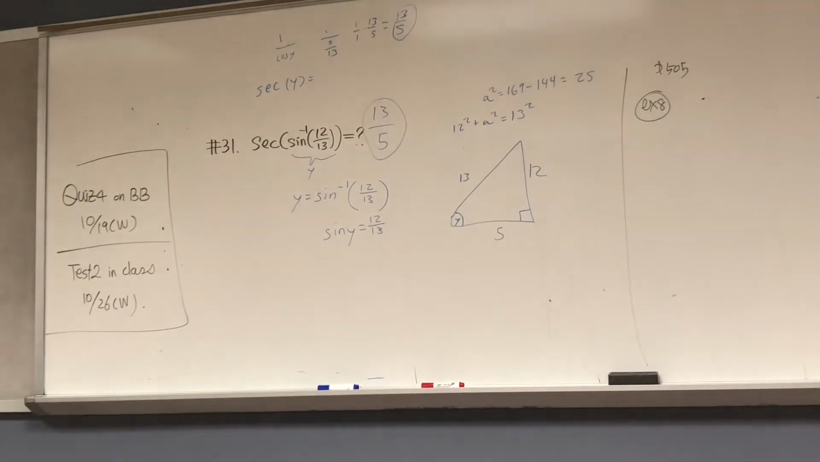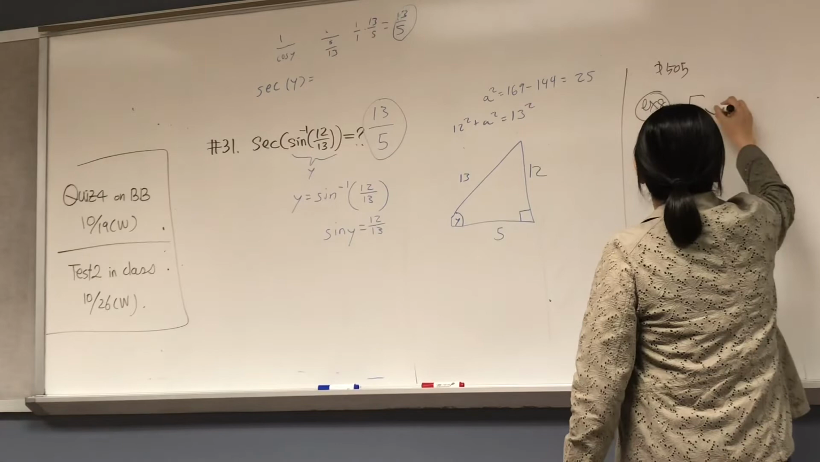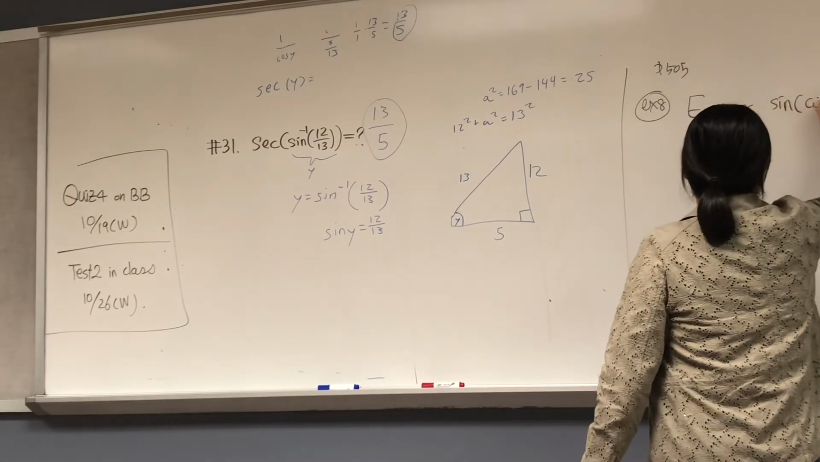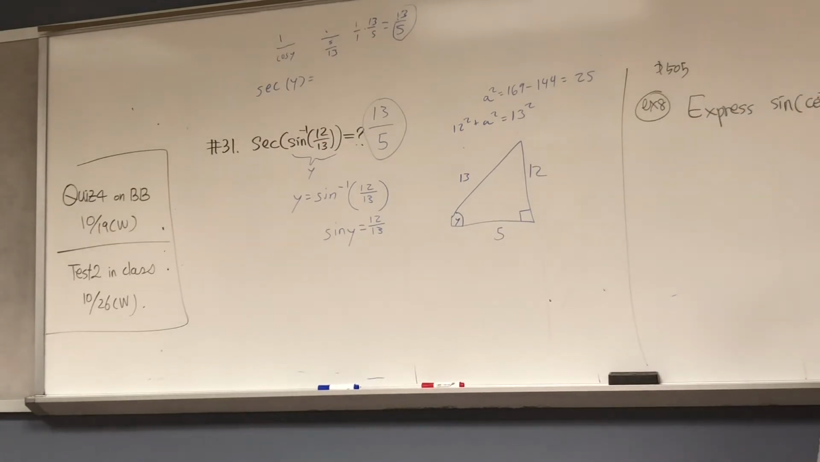What is the question? Express sine of cosine inverse x as an algebraic function of x. You have to understand, every procedure will be the same, but instead of a number, I give x. Exactly the same.